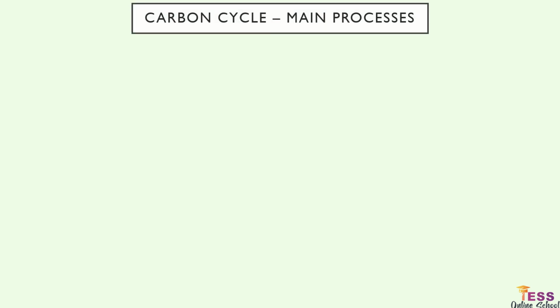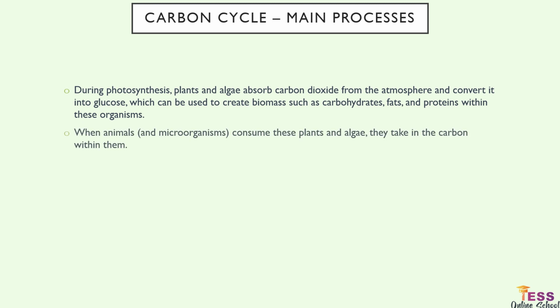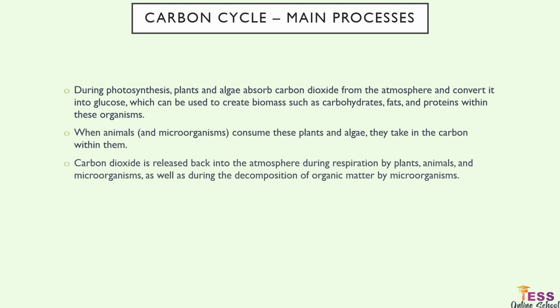Let's now summarize the key steps within the process of the carbon cycle. During photosynthesis, plants and algae absorb carbon dioxide from the atmosphere and convert it into glucose, which can be used to create biomass such as carbohydrates, fats, and proteins within these organisms. When animals and microorganisms consume these plants and algae, they take in the carbon within them. Carbon dioxide is released back into the atmosphere during respiration by plants, animals, and microorganisms, as well as during the decomposition of organic matter by microorganisms.